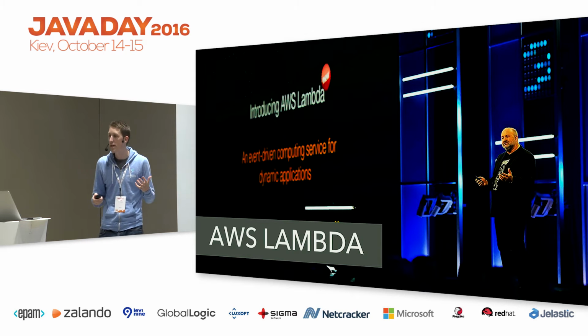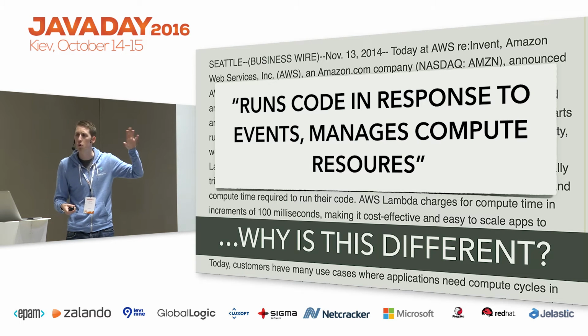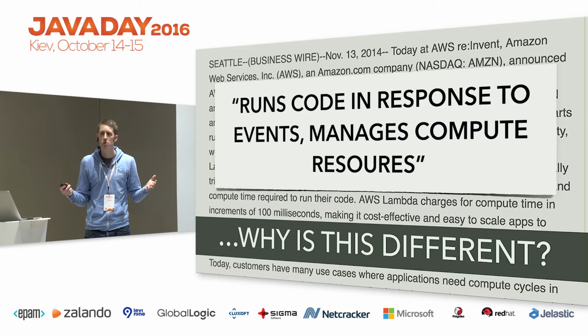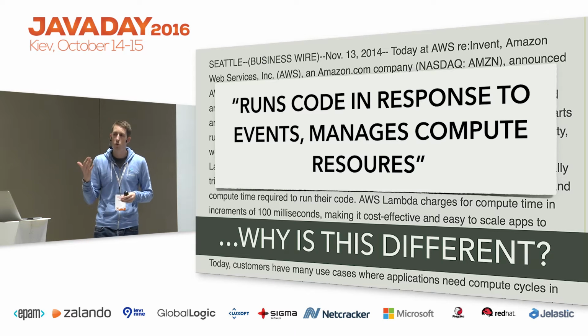But you wouldn't necessarily get that if you read the press release, right? It sounded like pretty much any other press release out there. It said, Lambda runs code in response to events, manages all your resources, allows developers to build event-driven applications. And again, that doesn't really sound that revolutionary. But Lambda was different, and it was different for a couple of reasons.